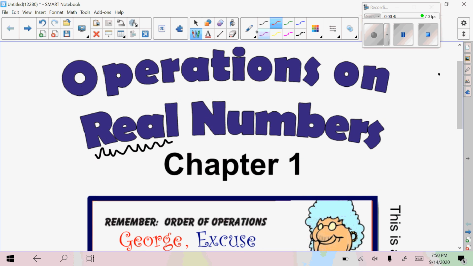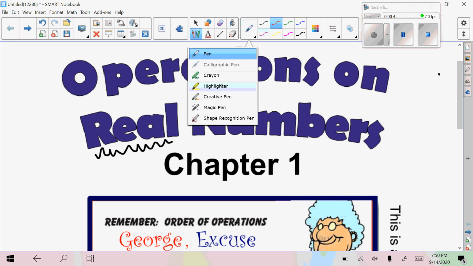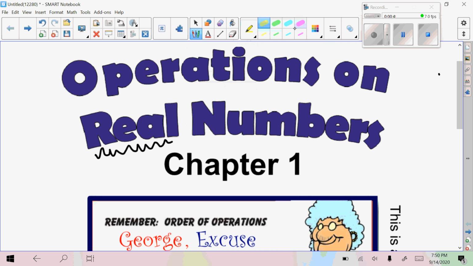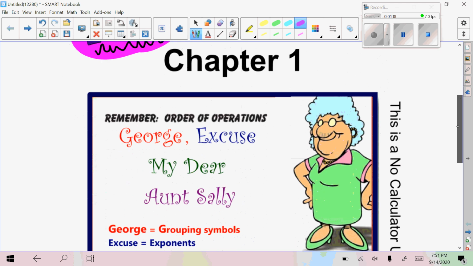Now, real numbers are, let's see if I can get this highlighter to work. Real numbers are pretty much the numbers that you've seen up to this point in your life. They could be fractions, they could be decimals, they could be numbers like pi. Maybe you've even seen some square roots along the way. These are all real numbers.